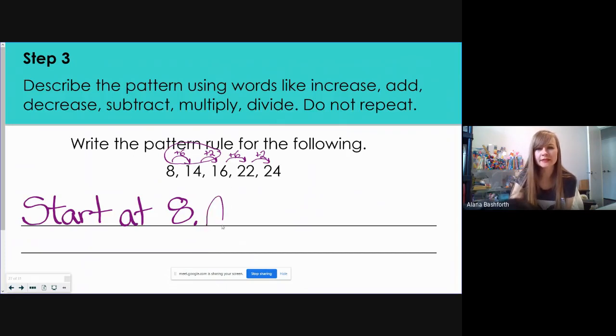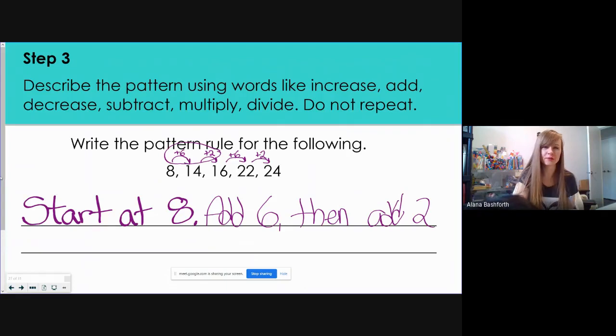So we're going to write it like this: add 6, then add 2 each time, you could write. My cat's getting in the way.